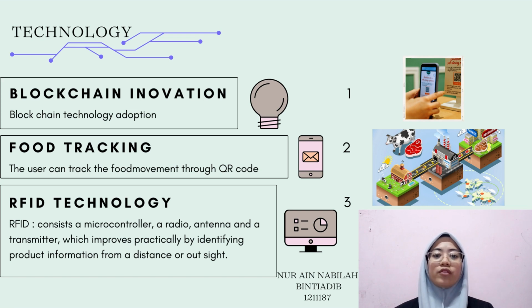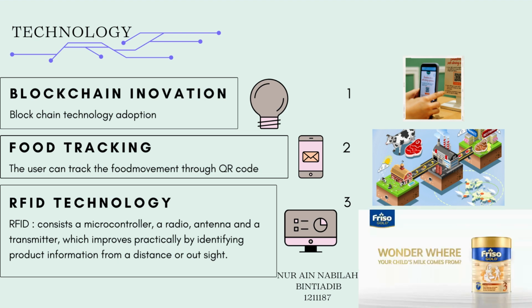Next is food tracking. The user can track the food movement through a QR code. For example, we can know the place of preparation, the date, and how the food is packaged.